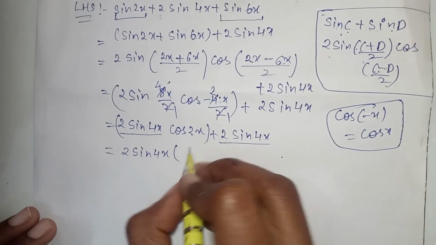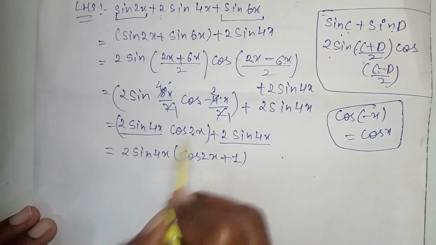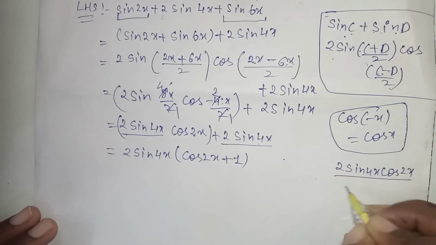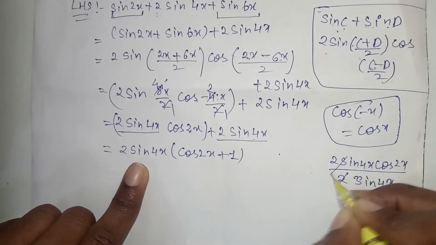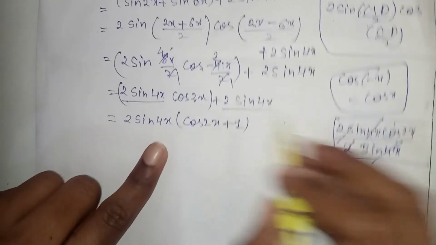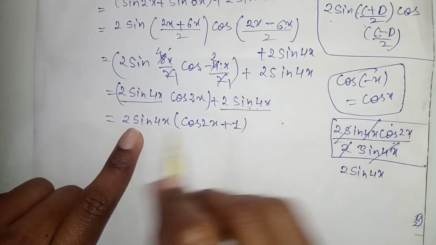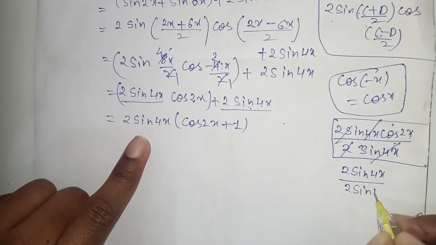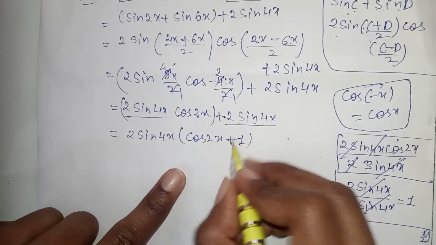So when we take this common, we get cos 2x, and when we divide, plus 1. So 2 sin 4x cancels, and that's why we got cos 2x. Again 2 sin 4x, and whatever fraction is there, in which we take common, you have to write down. So the same 1, that's why I've written plus 1, plus this one only 1.